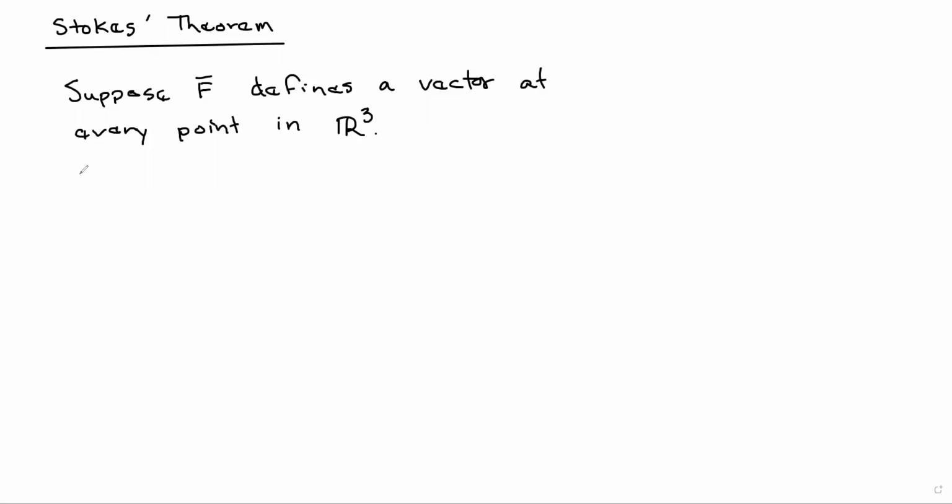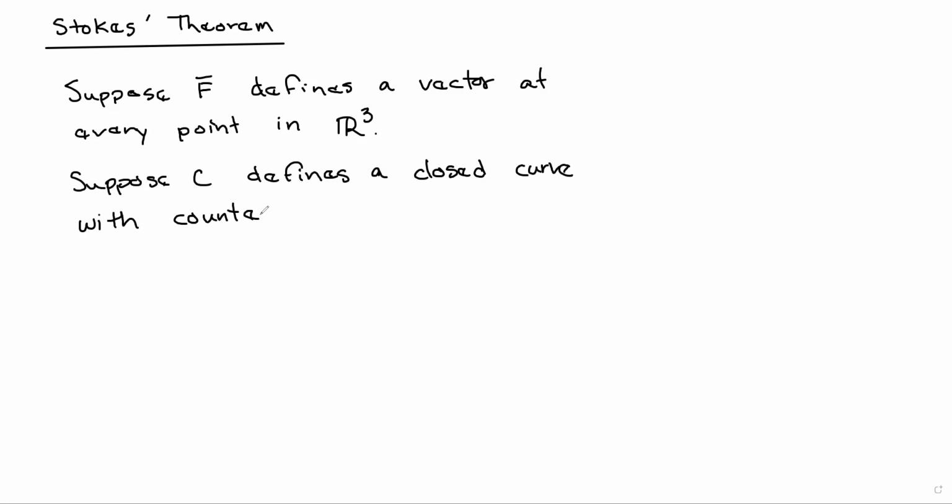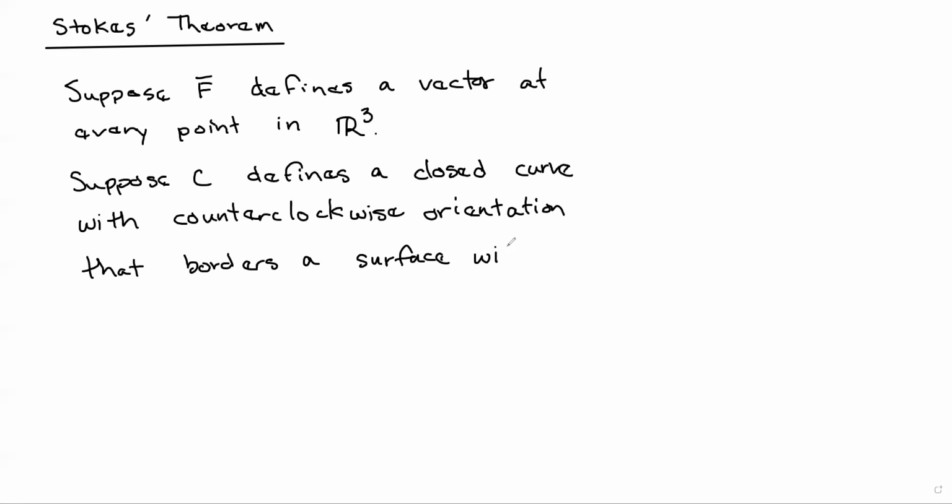Suppose we have a closed curve with counterclockwise orientation that borders a surface with positive, and by positive we mean outward, orientation. Let's go through and draw ourselves pictures, make sure we understand what we're talking about here.